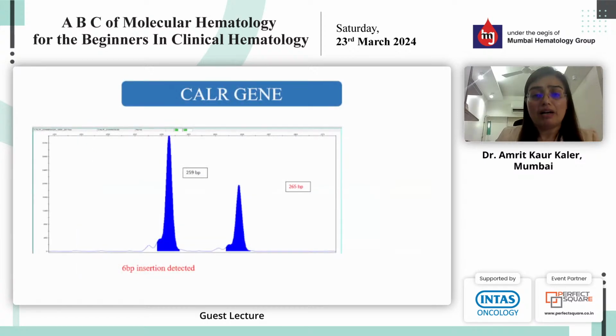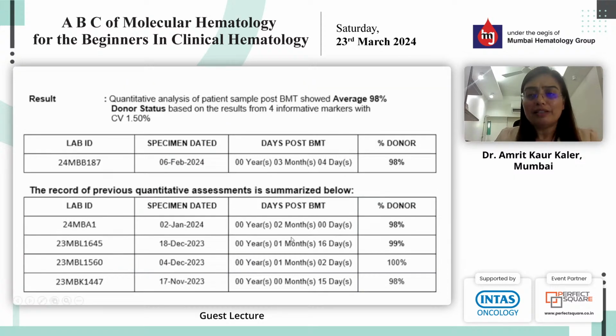Now, this is the CalR, in which I had a 6 base pair insertion, which is nicely seen. So another application of fragment analysis or capillary electrophoresis is chimerism, which is very commonly used in stem cell transplantations. It is based on STR fragments. The STR fragments are nothing but 1 to 6 base pair fingerprinting sequences, which are specific for every patient, and they are present in the non-coding regions.